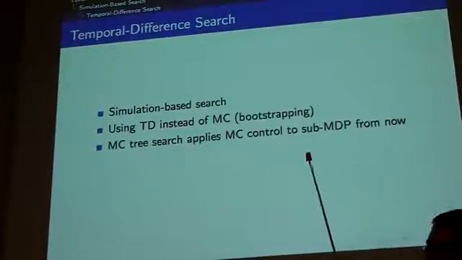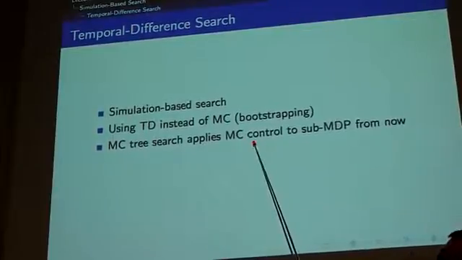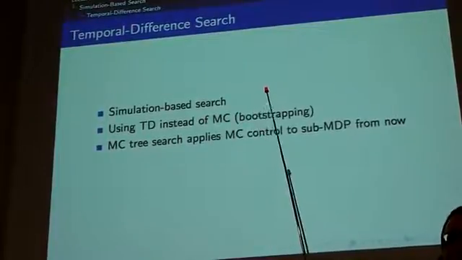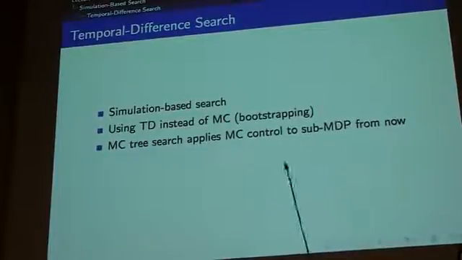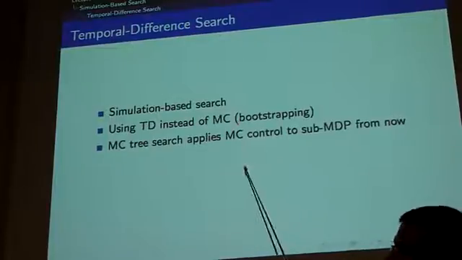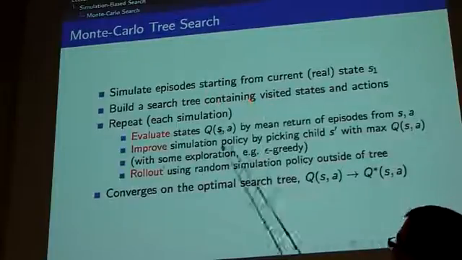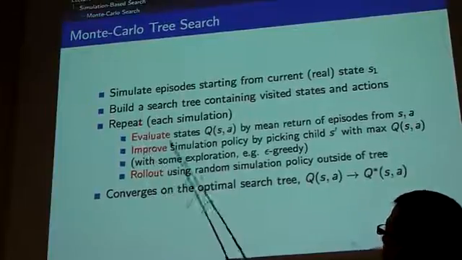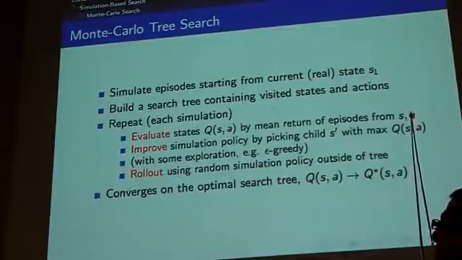Well, the way to think of this is that we just looked at Monte Carlo tree search, which was applying Monte Carlo control to the sub-MDP starting from now. That's what Monte Carlo tree search is. You start from the current state, you simulate from your model. This gives you samples of the sub-MDP starting from now, just like our forward search approach. And then we apply Monte Carlo control, where we're alternating Monte Carlo policy evaluation with something like epsilon-greedy policy improvement. That's classic Monte Carlo control from lecture 3.